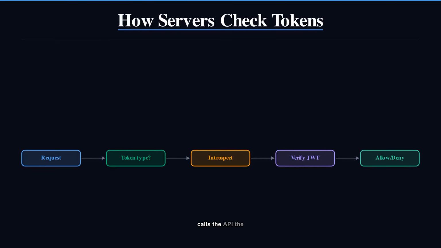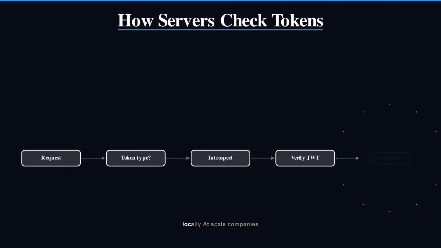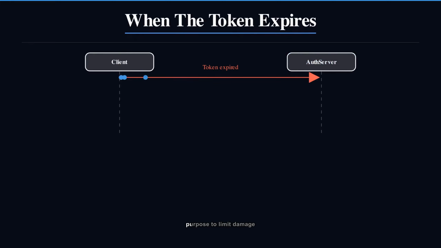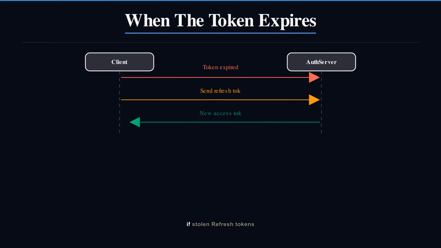When your app calls the API, the resource server checks the token 2 ways. Call the authorization server's introspection endpoint every time, or verify a JWT's signature locally. At scale, companies like Google skip the network call entirely. The token proves itself. Access tokens expire fast on purpose, to limit damage if stolen.